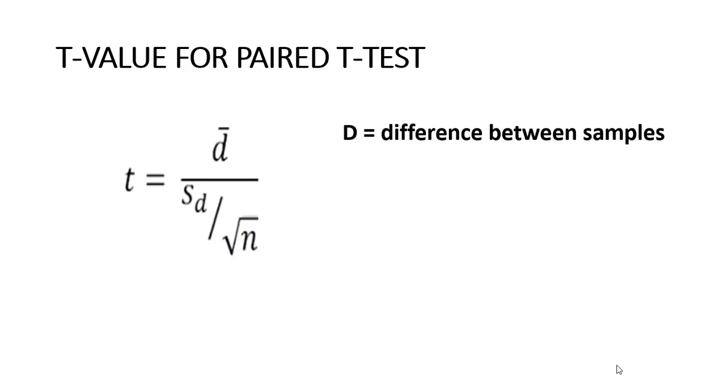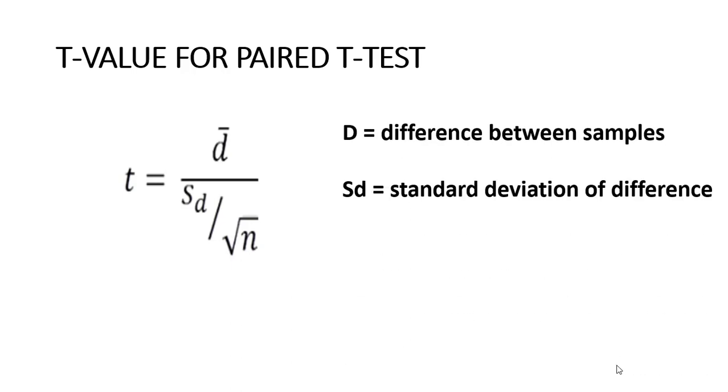The formula for the paired t-test is a little bit simpler than the formula we had for the independent t-test. Here you can see t is going to be the t value, where d is the difference between the samples, sd is the standard deviation of the difference, and n is the number of samples. So we take the difference between the samples, divide that by the standard deviation of the difference, and divide that by the square root of the number of samples, and that gives us a t value.